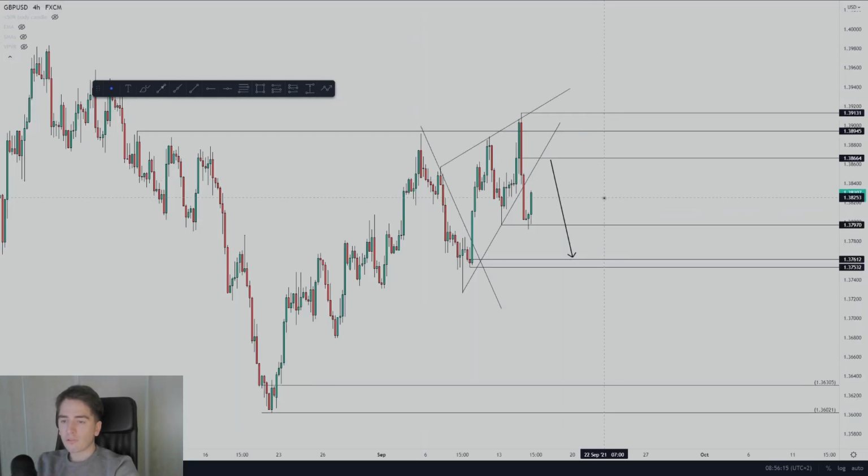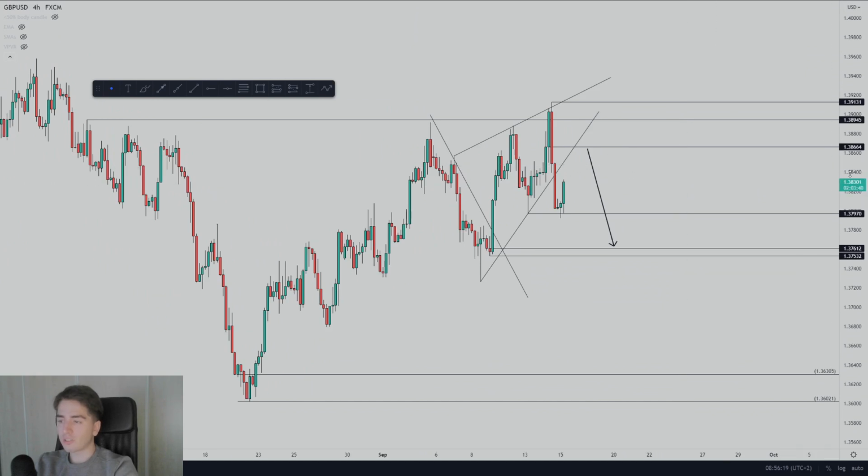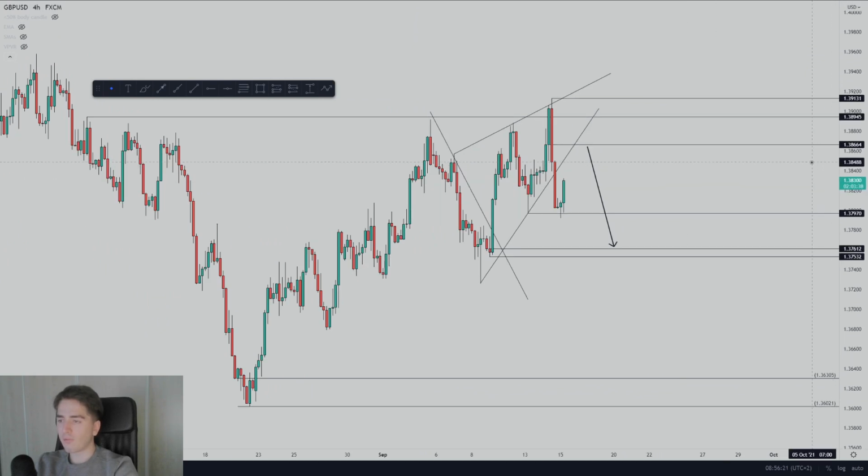So looking for pound dollar shorts, and I shared this setup in the community yesterday, looking for shorts from 1.38644 or 664. That's essentially just what I'm going to be waiting for. Once we reach that line, I will let you guys know if we enter or not.